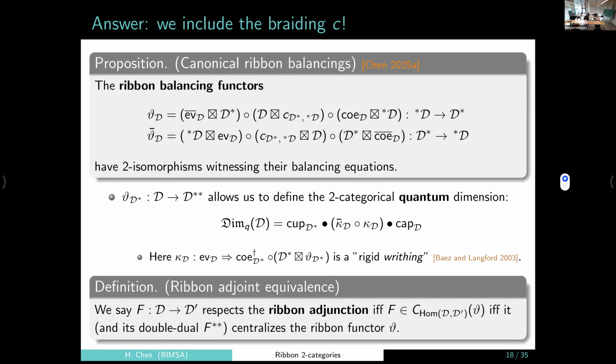So indeed, from this you can really give a definition of what's called a ribbon adjunction or ribbon adjoint equivalence. These words also appeared in the Douglas Schommer-Pries paper, but they really didn't define what it means. But here, what it really means is that this functor just centralizes the ribbon functor in a certain sense. Because if you can do that, then of course you can shove something that you can construct on F here, and then you can move it back and forth.